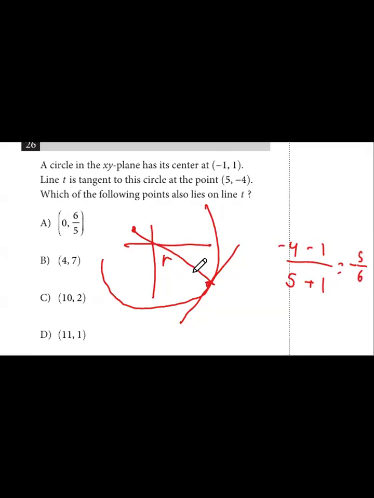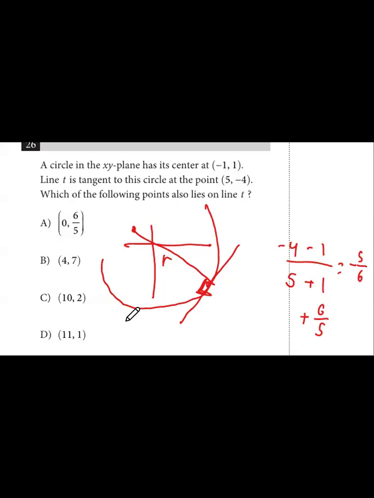for the radius. And for a tangent line, it's exactly 90 degrees. So that means we just have to flip this and flip the sign. So that would then become positive 6 over 5. So we flip the numerator and denominator and we flip the sign from negative to positive. So that gets us positive 6 over 5 for the slope of the tangent line.